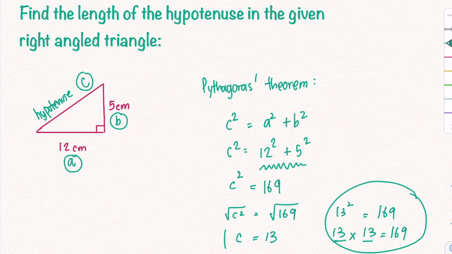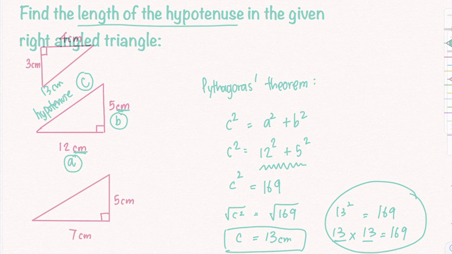Now, this isn't complete yet because we need to find the length of the hypotenuse, so we've got to include the unit. Notice that the two sides are using centimeters, so I have to say C equals 13 centimeters. So the hypotenuse of this triangle here, this side, is 13 centimeters.